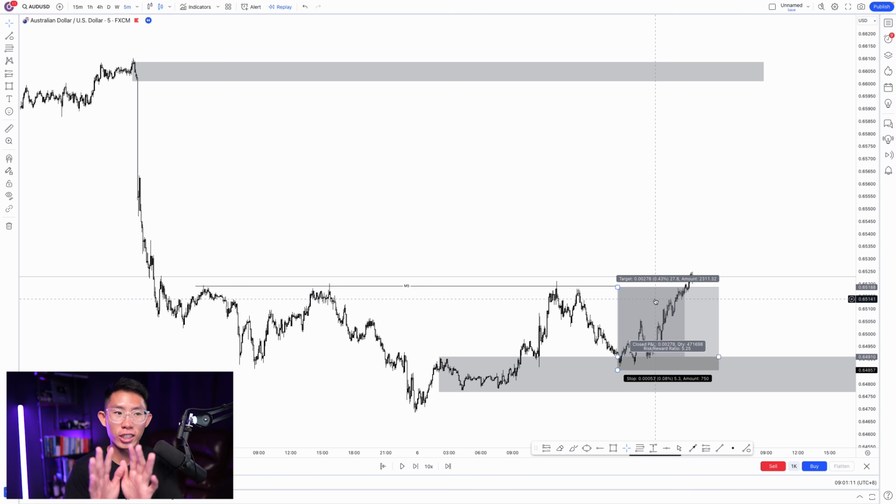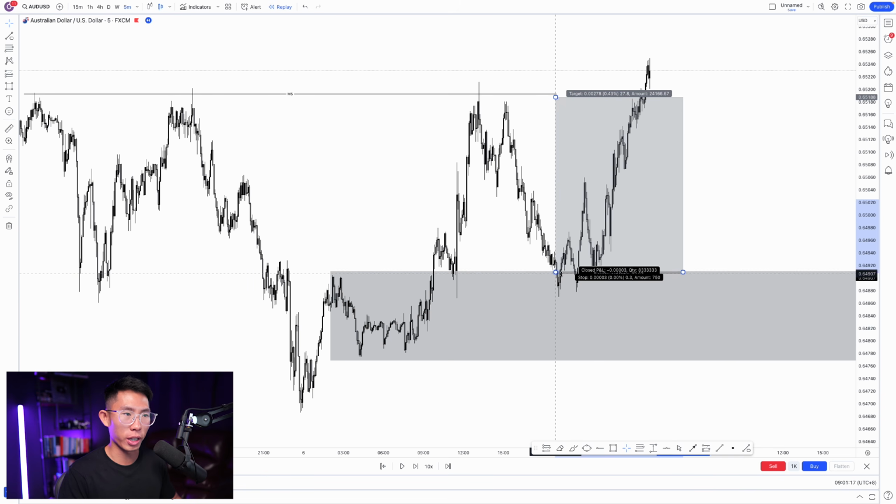Okay, I didn't lose money. I actually broke even on this trade, alright? Let's make that clear, because I was smart enough to move my stop loss to break even right here.